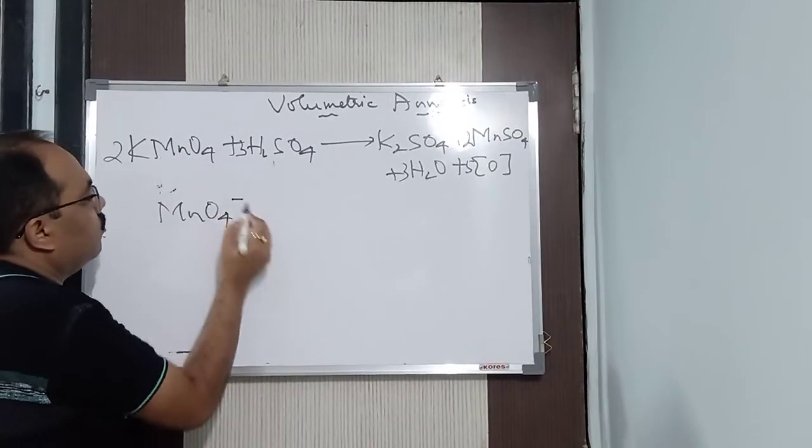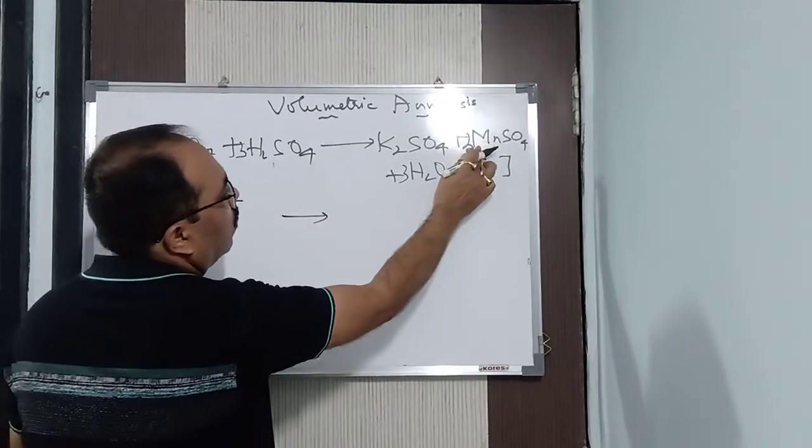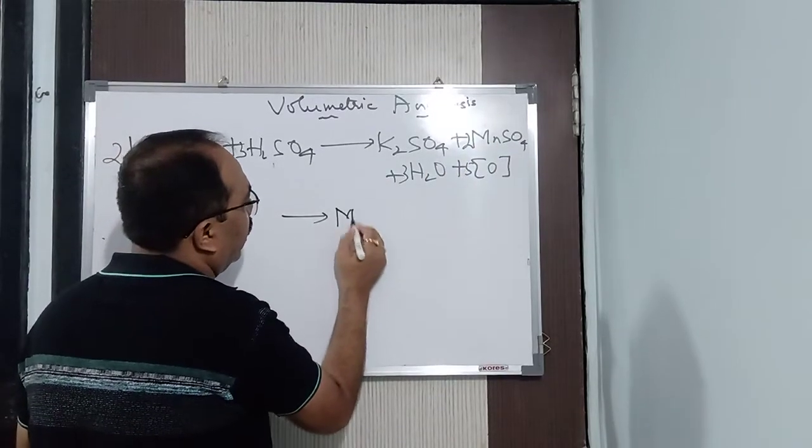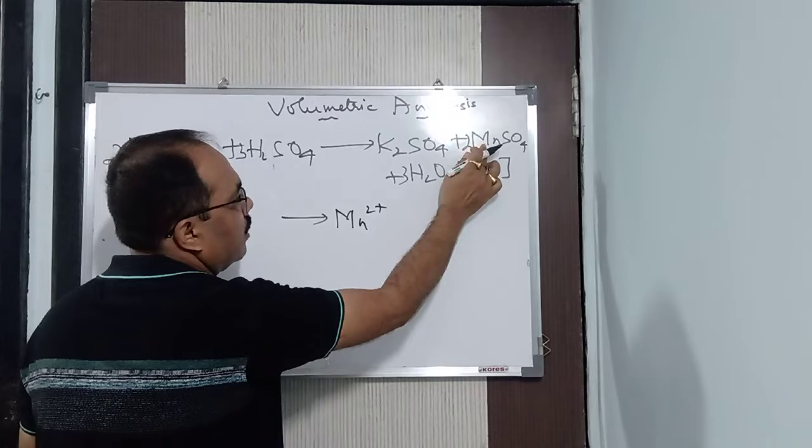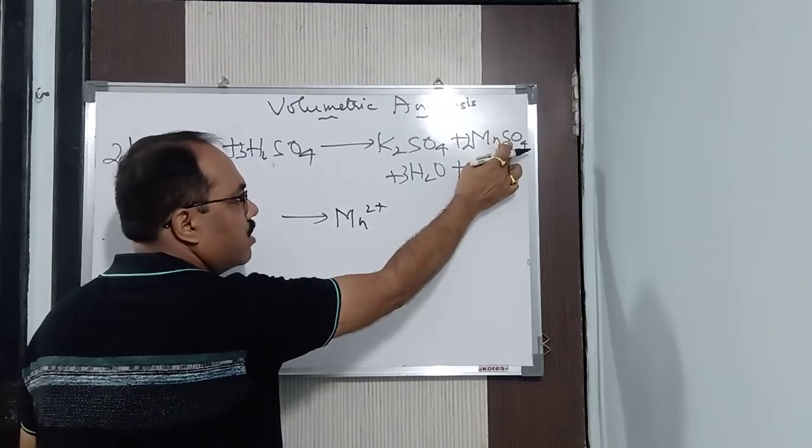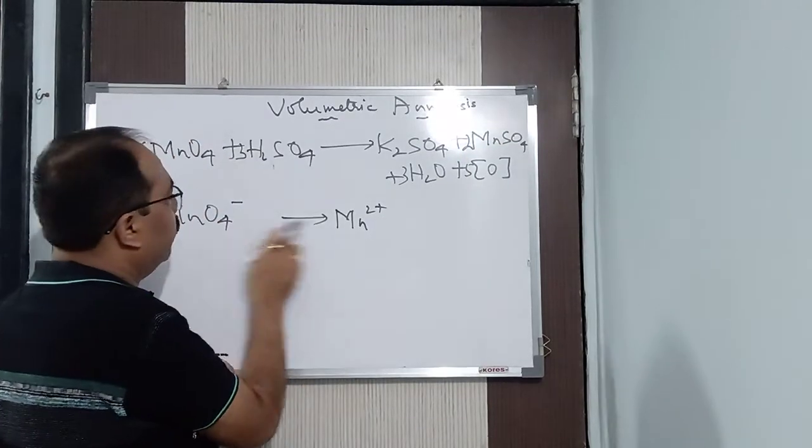Alright, from here you see MnO4 minus. What does it give you? It gives you MnSO4. So what do you get? Mn2 plus. MnSO4 means Mn valence is how much? 2 plus, because sulfate is 2 minus. So Mn valence will be 2 plus. So KMnO4 goes to Mn2 plus.